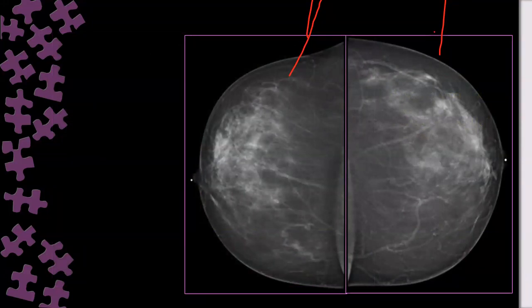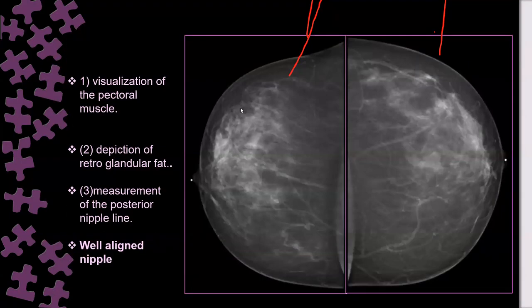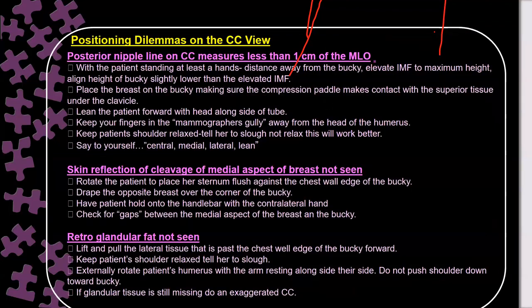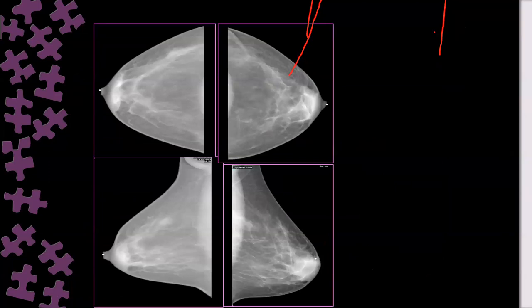What about this one? Nice. Optimum. Agree, 100% optimum. We can see a part of the pectoralis, though it is medial, and on the lateral aspect I could see the retromammary fat. So you can go through these positioning dilemmas on the CC view when you are free.